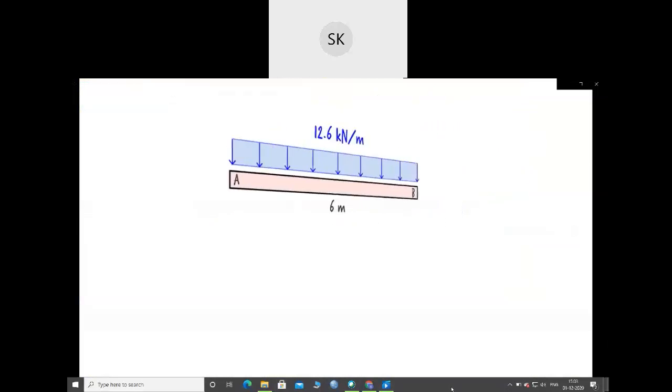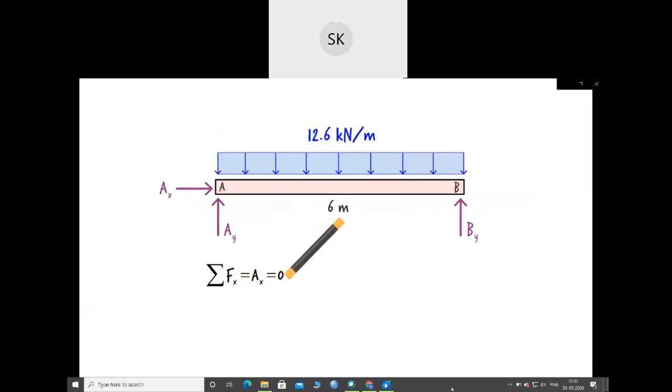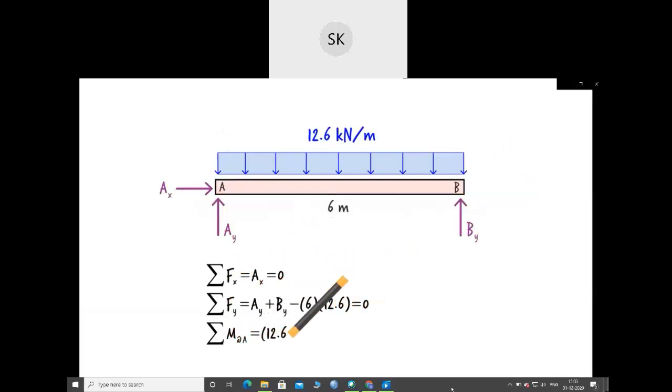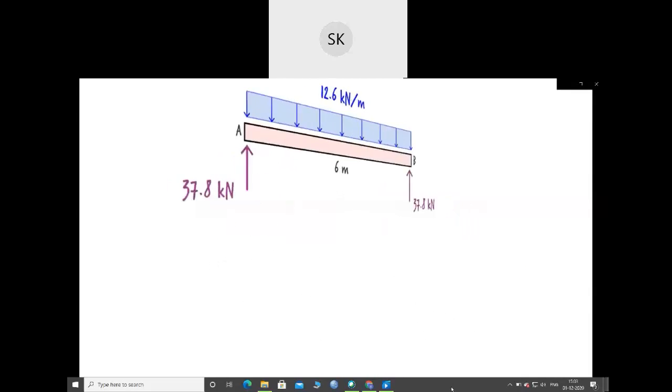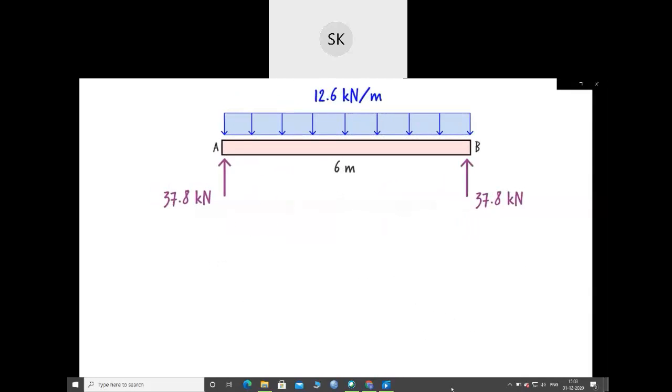To determine the support reactions, we are going to write and solve 3 static equilibrium equations. Knowing the reaction forces, we are now ready to write the shear and moment equations. Since there is no point of discontinuity in the applied load, we need only one equation for shear and one equation for bending moment for the entire beam.